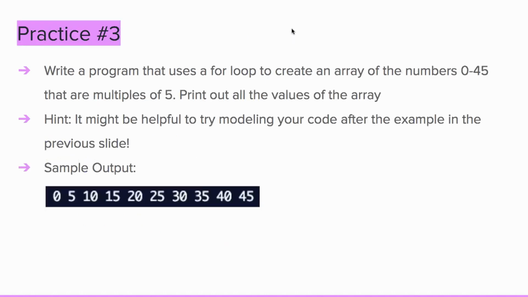Our third question asks us to write a program that uses a for loop to create an array of the numbers 0 to 45 that are multiples of 5. Then print out all the values of the array. In our sample output, we see that we have 0, 5, 10, and so on, until we get to 45. You can pause the video here, work through the problem on your own, and resume the video once you have attempted or completed the problem.